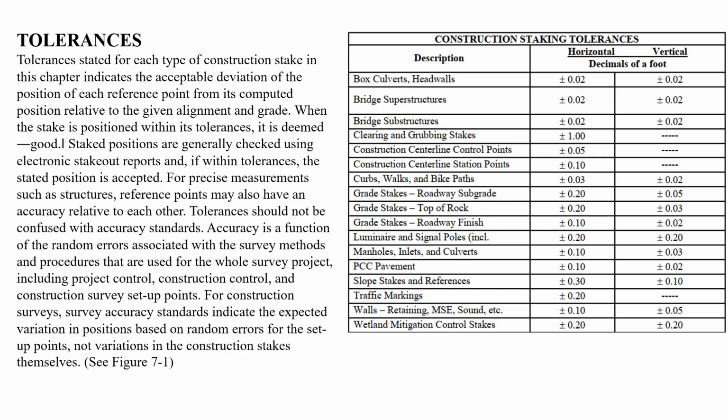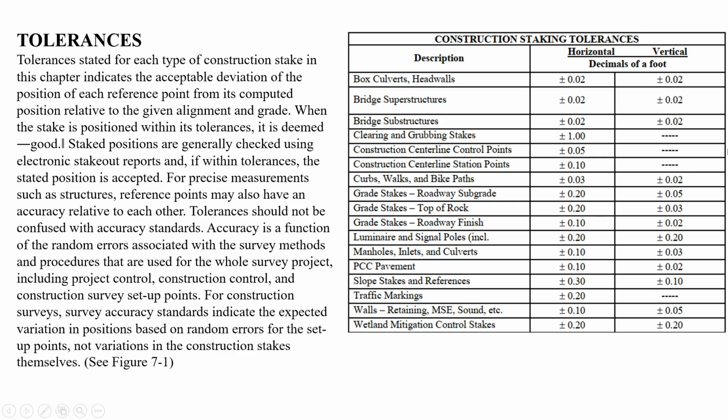Tolerances should not be confused with accuracy standards. Accuracy is a function of the random errors associated with the survey methods and procedures that are used for the whole survey project, including project control, construction control, and the construction survey setup points. For construction surveys, survey accuracy standards indicate the expected variations in positions based on random errors for the setup points, not variations in the construction stakes themselves.